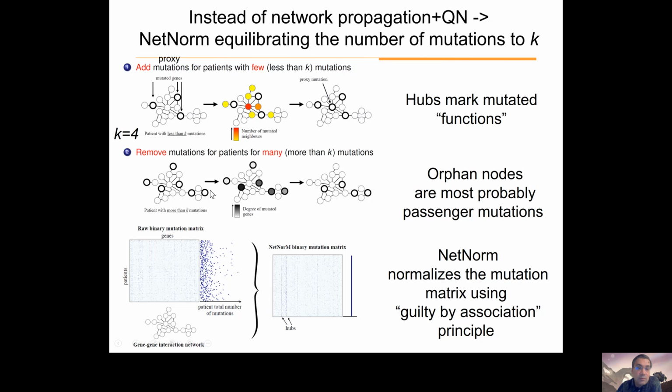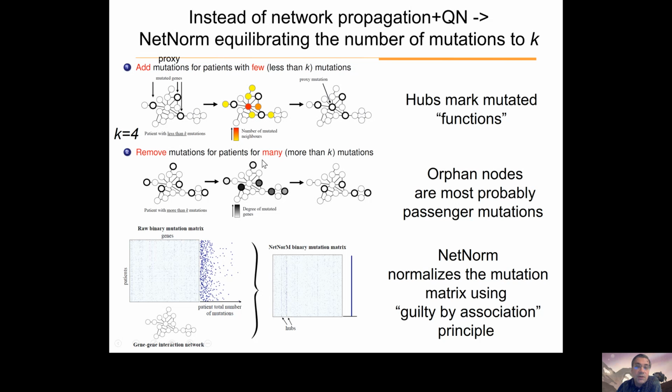If for a patient the number of mutations is more than K, we do the following trick. For each mutated gene, we compute its degree, so how many neighbors it has at all. By this, we distinguish those mutated genes which are central to the network from those genes which are peripheral to the network.